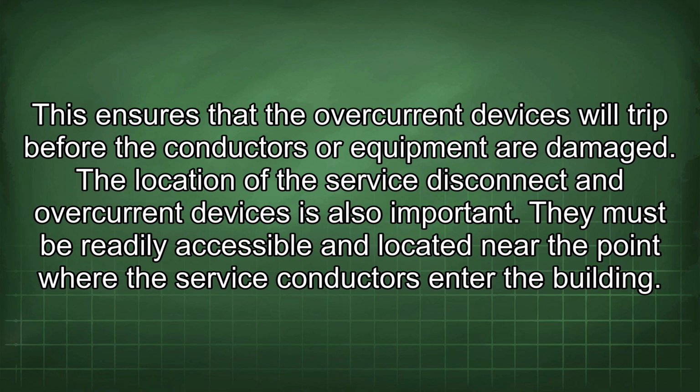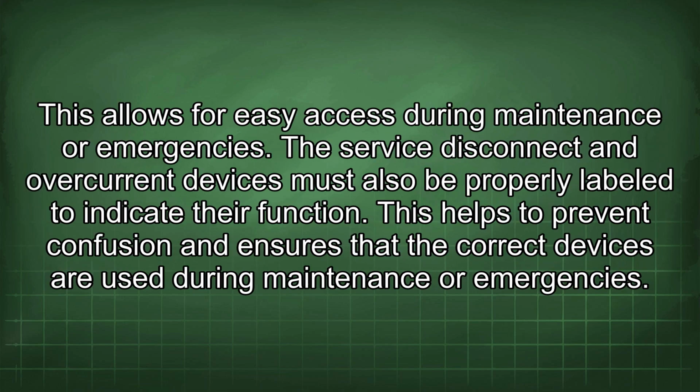The location of the service disconnect and overcurrent devices is also important. They must be readily accessible and located near the point where the service conductors enter the building. This allows for easy access during maintenance or emergencies. The service disconnect and overcurrent devices must also be properly labeled to indicate their function. This helps to prevent confusion and ensures that the correct devices are used during maintenance or emergencies.